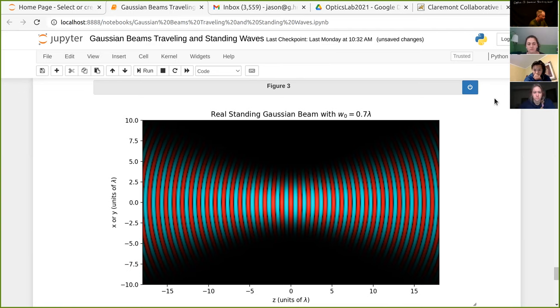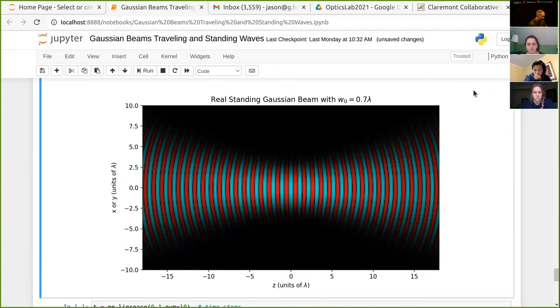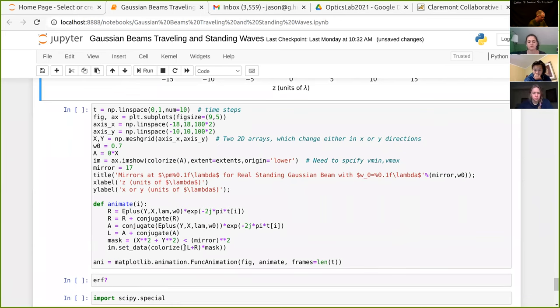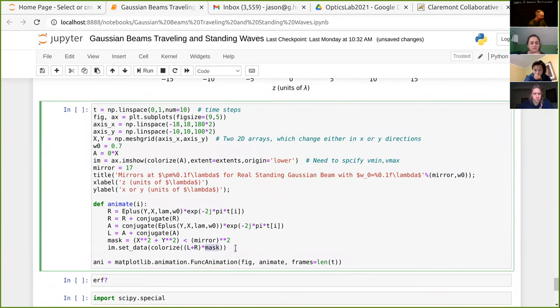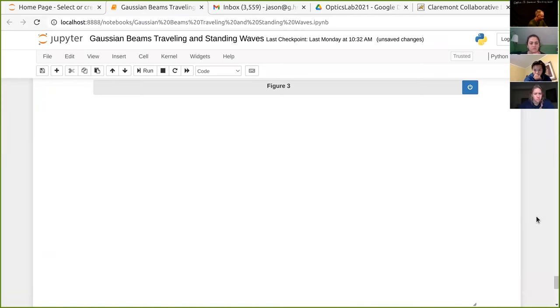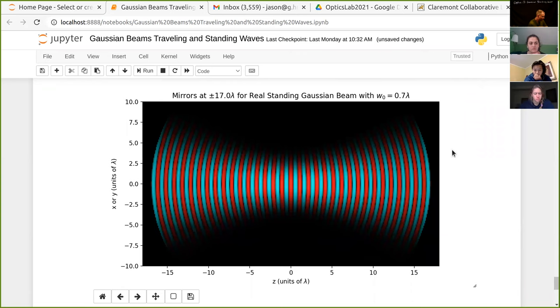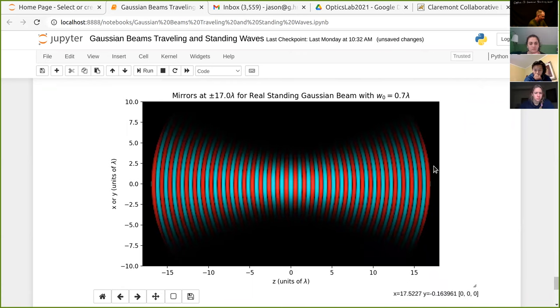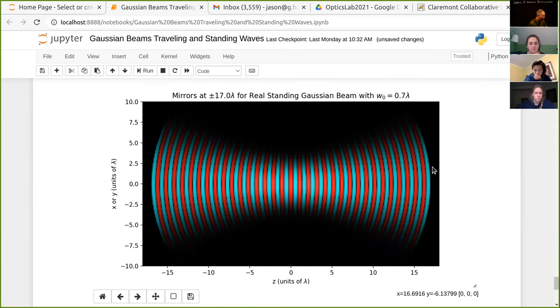And the reason why this is what's inside of the laser cavity is because there are spherical mirrors on either side of the laser cavity. Let me show you that in the next animation. I'm going to take exactly what I did before and multiply by this mask, which just zeroes out everything beyond some radius. So beyond this radius, there's no light getting out.